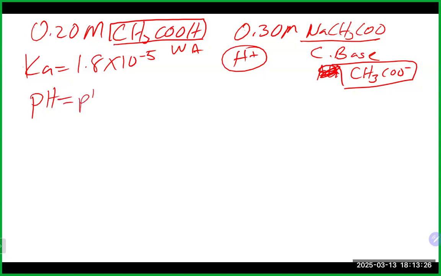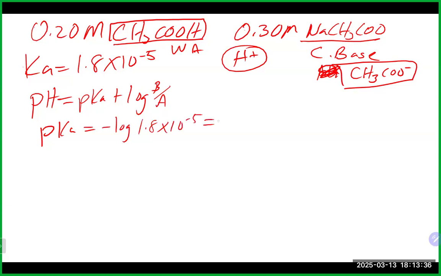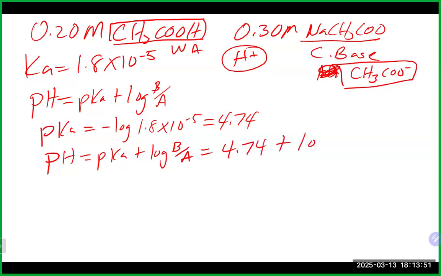You go pH equals pKa plus the log of the base over the acid, a little pKa action: minus the log of 1.8 times 10 to the minus 5 gives you a pKa of 4.74. You pop that into your equation, pH equals pKa plus the log of the base over the acid gives me 4.74 plus the log. By the way, which one's the acid in this case? Not really a trick question, but sometimes people struggle. It is the acetic acid, right? That would be the good idea.